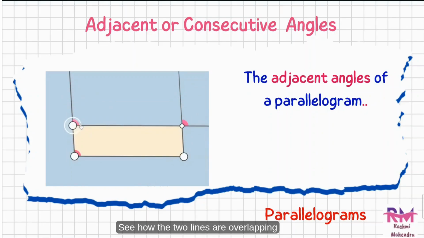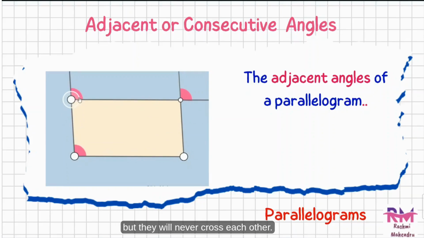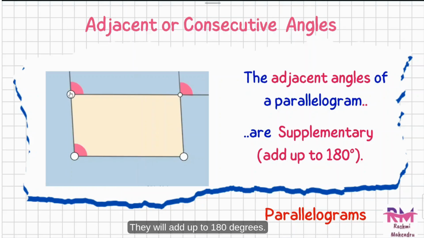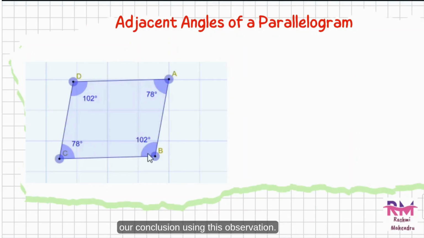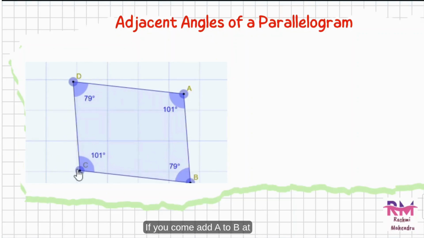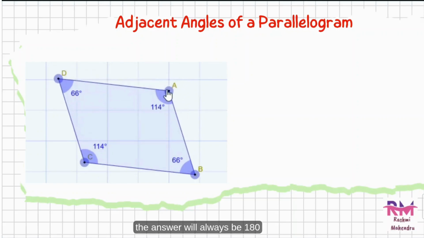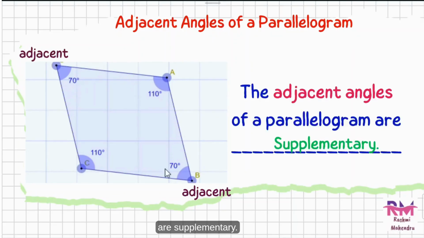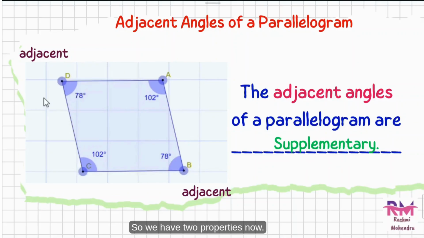Observe the demonstration closely. See how the two lines are parallel, they will never cross each other. So the pink angles are the corresponding angles and they are the opposite angles. The blue angle is adjacent to the pink angle and pink and blue are forming a linear pair. So we can conclude the adjacent angles of a parallelogram are supplementary. They will add up to 180 degrees. So let's draw our conclusion using this observation. If you observe, the two adjacent angles to angle A are D and B. If you add A to B at any point in time, the answer will always be 180 degrees. The adjacent angles of a parallelogram are supplementary. So we have two properties now: the angles opposite are equal but adjacent are supplementary.